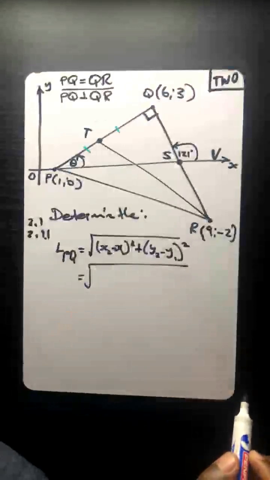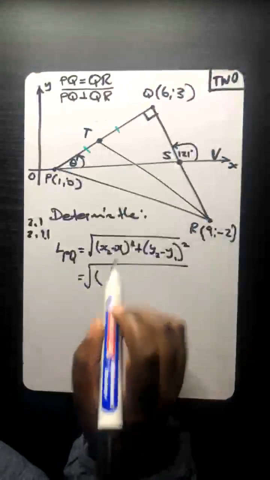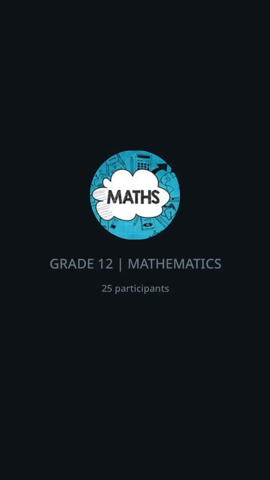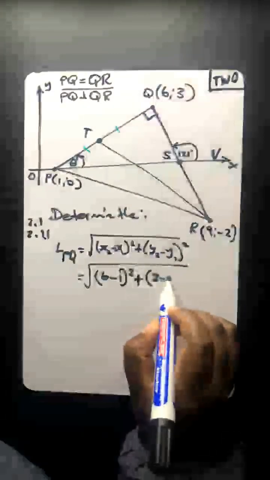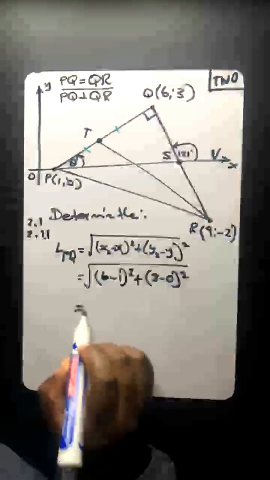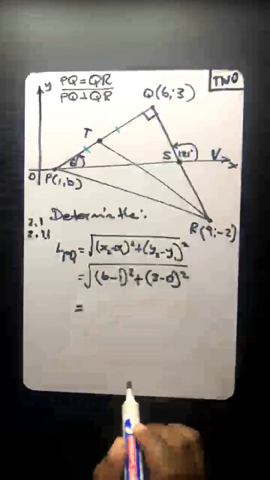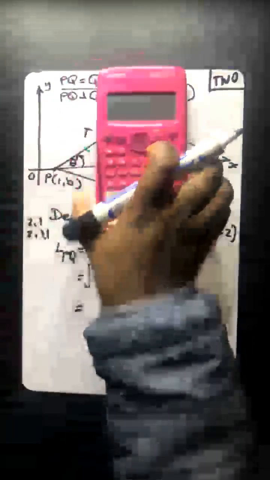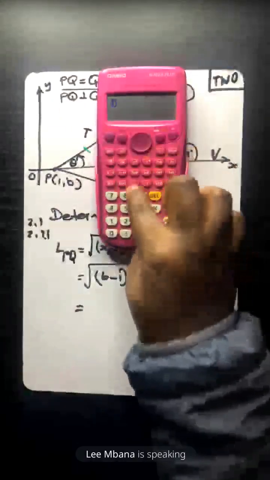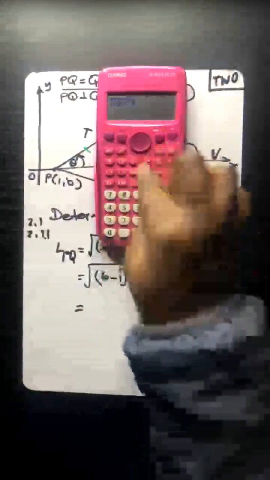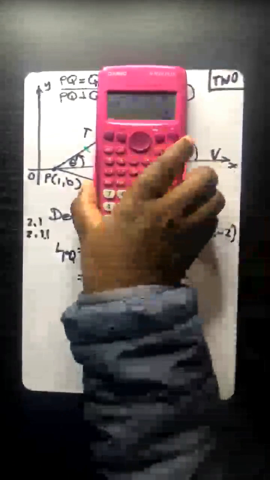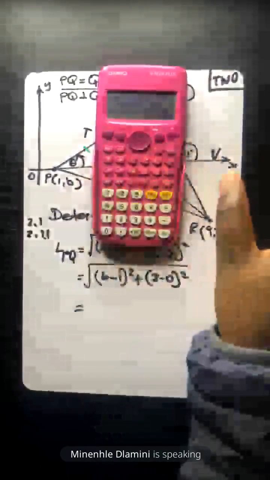So let's see. What will be our x2? You can say this 6 is our x2, that you minus with x1, being 1, you close, squared, plus y2, you can say it is that 3, you minus it with 0, you close, squared. You punch all of that, you get your answer. What are you guys getting that side? Let me quickly punch that. Square root of (6 minus 1) squared plus (3 minus 0) squared. Square root of 61, sir.